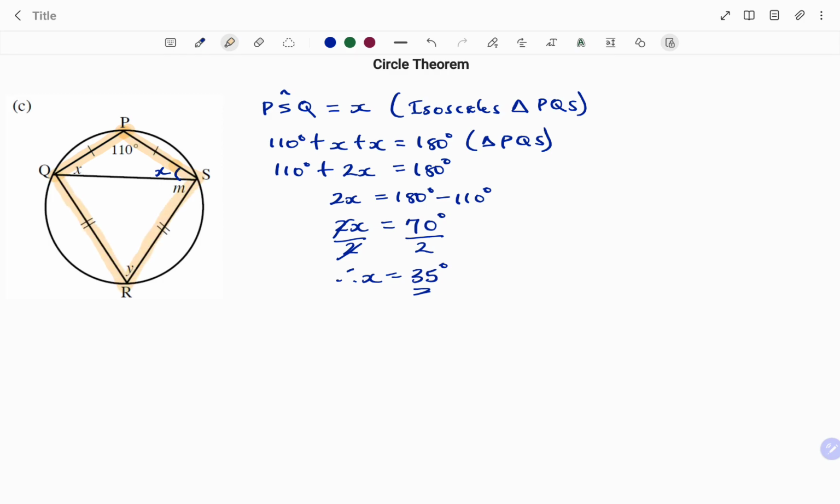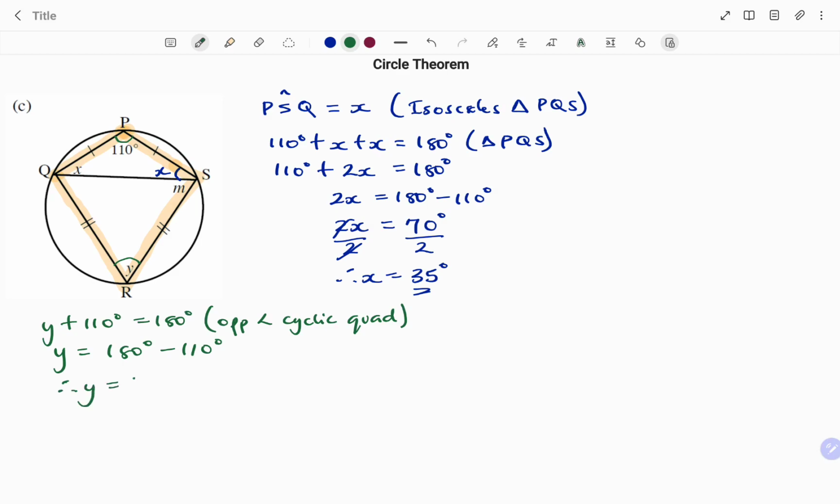To find y, if you look at the quadrilateral PQRS, all the corners of the quadrilateral touch the circle. So therefore, that's a cyclic quad. And we know that the opposite angles of a cyclic quad are supplementary. So what that means is angle y plus 110 degrees is equal to 180 degrees. And the reason being, opposite angles of a cyclic quad. Therefore, taking my 110 to the other side, I have 180 degrees minus 110 degrees. Therefore, the value of y equals 70 degrees.